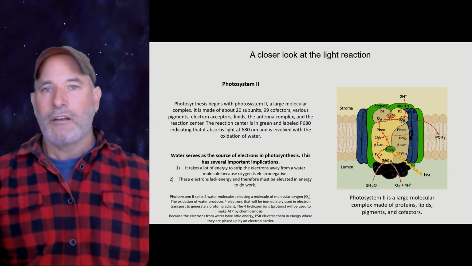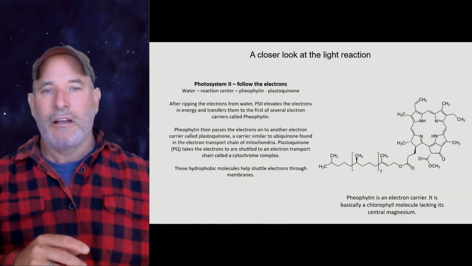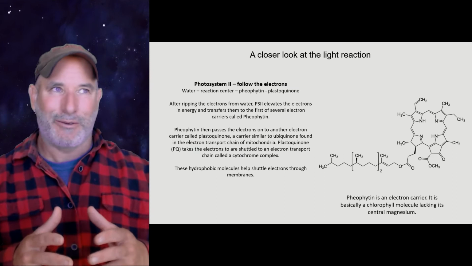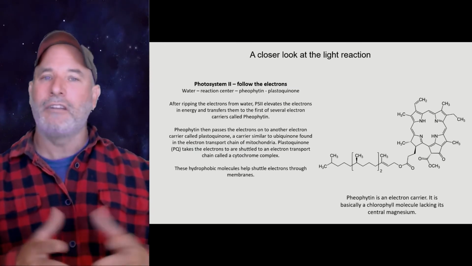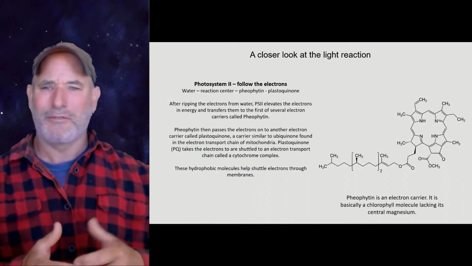Now, once photosystem II elevates the electron, that electron is picked up by an electron carrier. And we're starting to see this here. We're going to go down an electron transport chain, right? And look at this carrier. It's called pheophytin. Looks familiar to me.